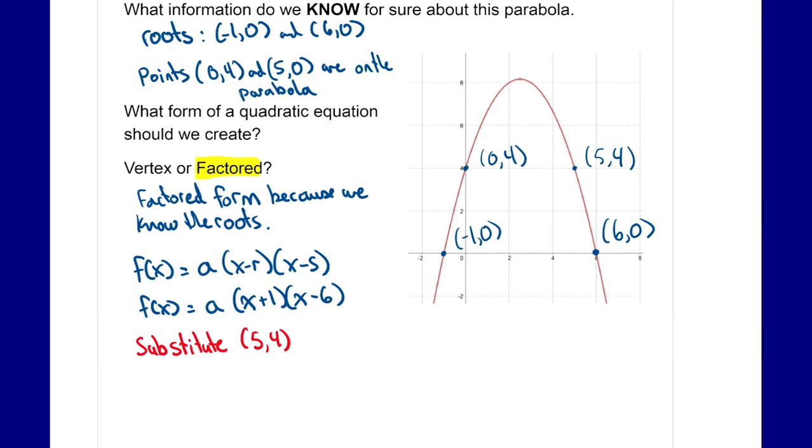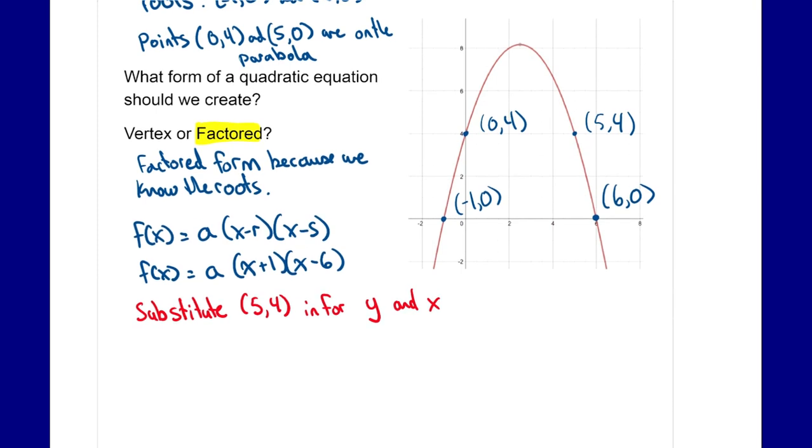So in this case, I'm going to do an example where we have an x and a y. So substitute the point (5, 4) in for f(x) and x, or basically sub it in for y and x. Remember, f(x) can be replaced with y. So if I go through and do that, f(x) or y is going to be 4, and that is going to equal a times (5 + 1) times (5 - 6).